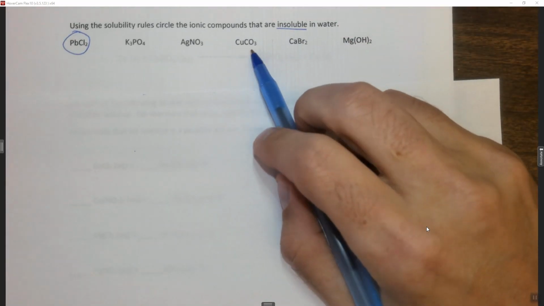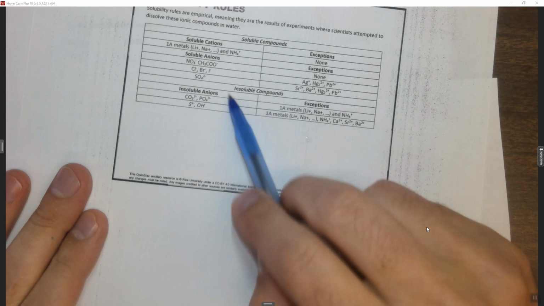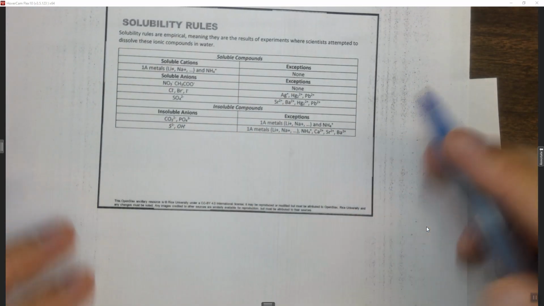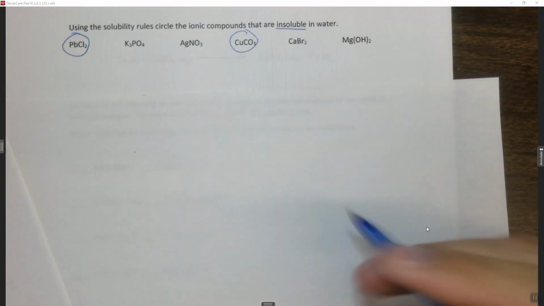Here we have copper 2 carbonate. You're not going to find copper 2 on the list. So look for carbonate. If we look for carbonate here, we'll see that it's an insoluble compound because it's on the bottom half of the table, and copper is not an exception. So copper 2 carbonate is insoluble.